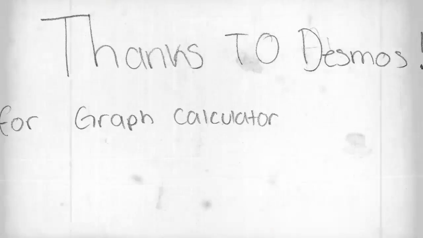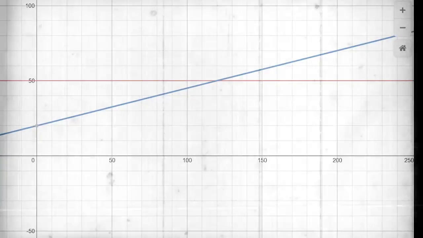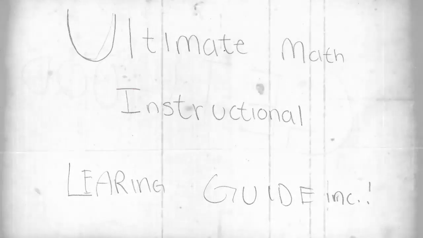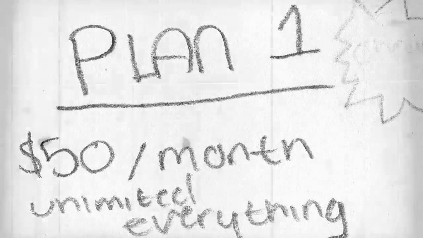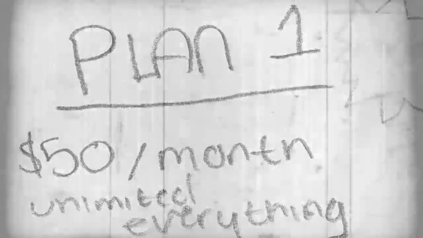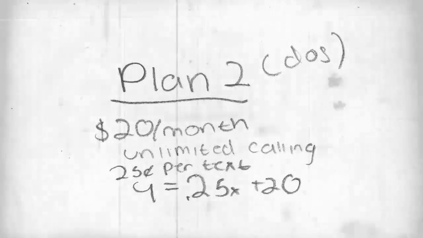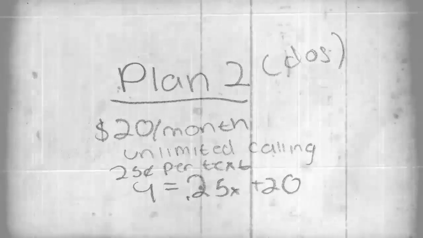After about 120 text messages sent, you break even. So if you average over 120 texts, the $50 per month plan is for you. And if you send fewer than 120 texts, go for plan 2.